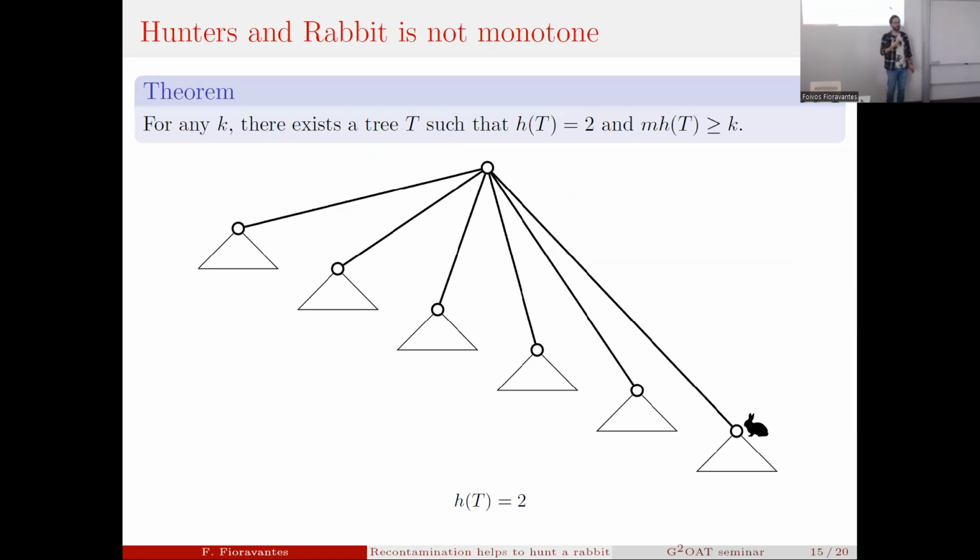I can clear it using 2 hunters if I don't care about monotonicity. The paths are a bit weird, I know. I will explain them as we go on. So how do we clear this thing with 2 hunters? Well, we first start shooting at the top vertex, the root, if you want, and we start shooting one by one this path here until we have forced the rabbit to find itself inside here.